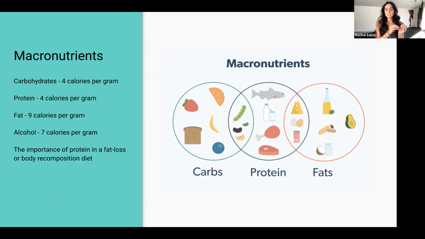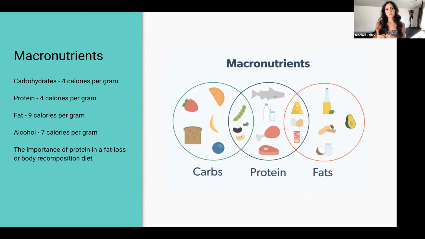They all have a different calorie value according to their weight. Carbohydrates, 4 calories per gram, protein, 4 calories per gram, fat, 9 calories per gram. So a fat is something that's going to be more calorie dense than a carbohydrate or a protein.